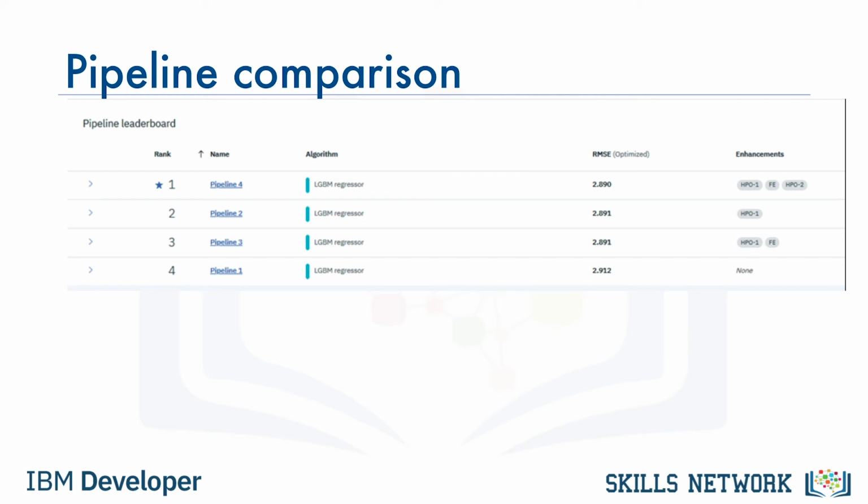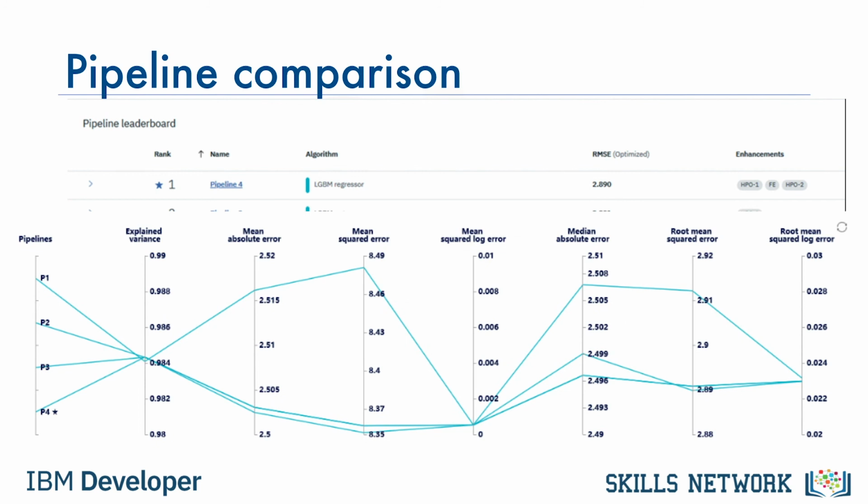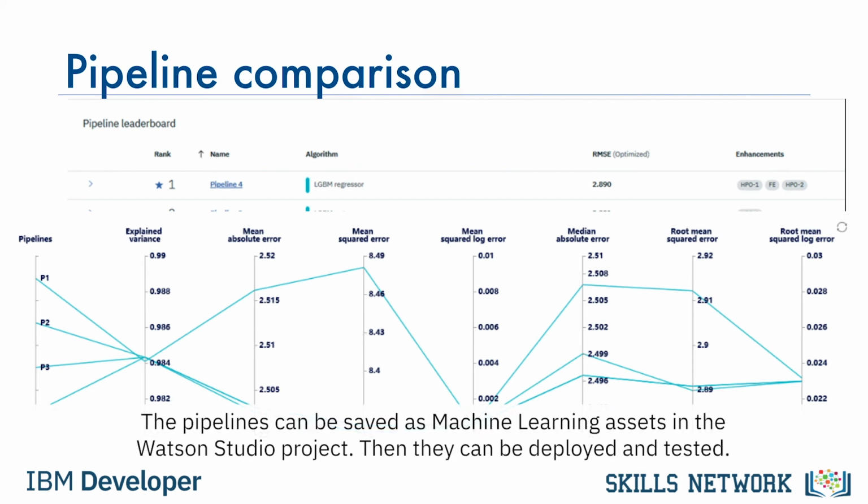The pipelines for the sample binary classification model are quite uniform because of the underlying sample data. To see pipelines in action, rerun the experiment as a regression experiment to predict purchase amount. That experiment gives better variation in the resulting pipelines. After clicking Pipeline Comparison, we can see how the pipelines differ on various measures of model quality. The pipelines can be saved as machine learning assets in the Watson Studio project. Then, they can be deployed and tested.